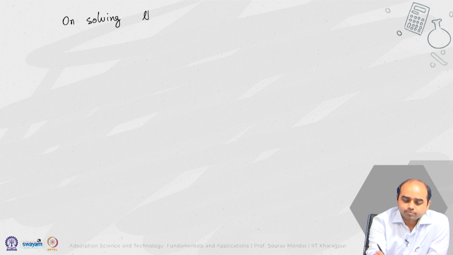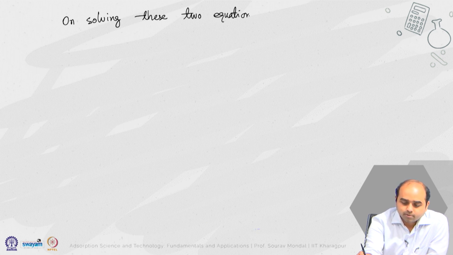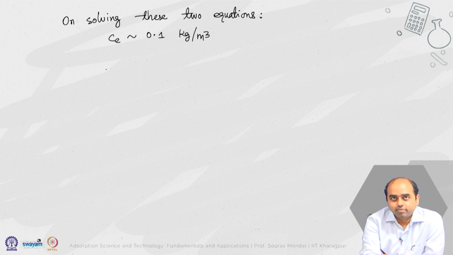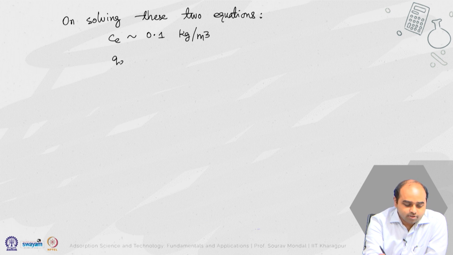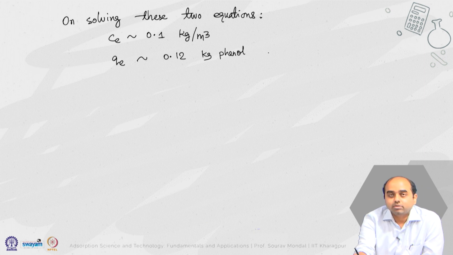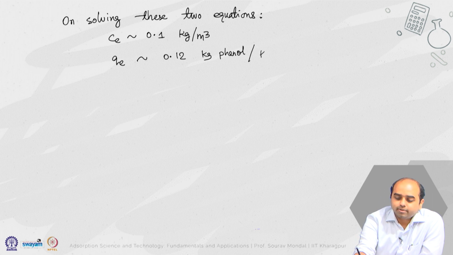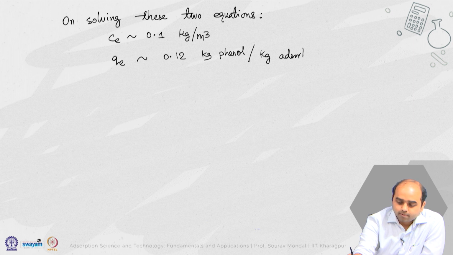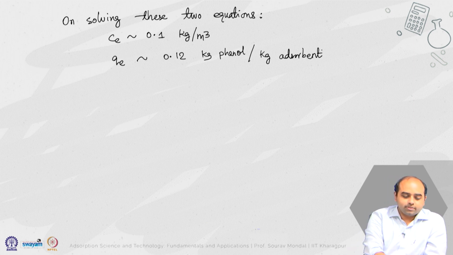On solving these two equations, you can get the value of Ce around 0.1 kg per meter cube for phenol, and the value of Qe is 0.12 kg phenol per kg of the adsorbent. So, this is the equilibrium concentration of phenol in the adsorbent per kg of the adsorbent.